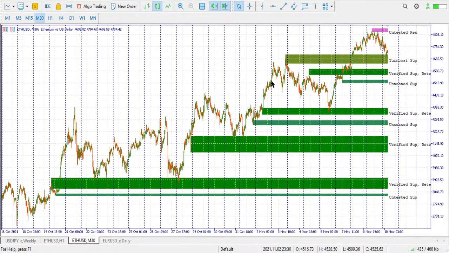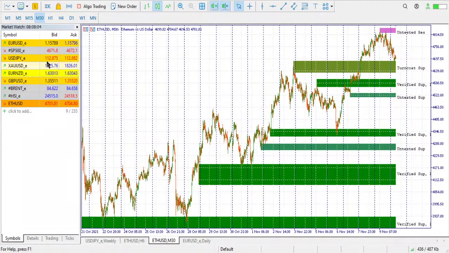Today, I'd like us to start off. This is Ethereum. We're not going to look at that. I want us to look at the normal symbols. I want us to start off with Euro USD.